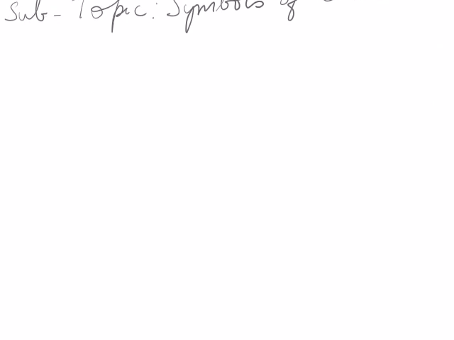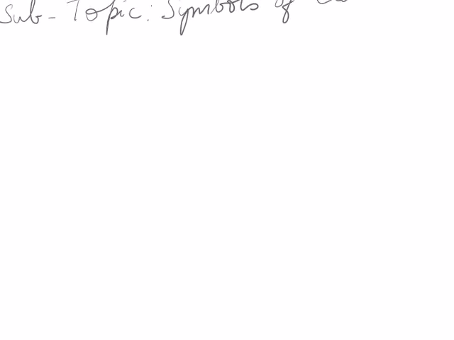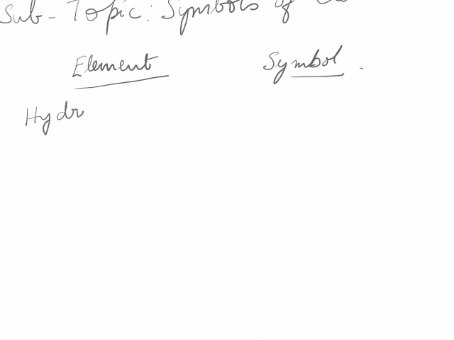So, hydrogen gas, these symbols you have to learn by heart and keep remembering. It is very easy to remember. For example, I'll write the list of elements here and the symbol here. Now for example, hydrogen. The symbol given to hydrogen is H, the first letter.